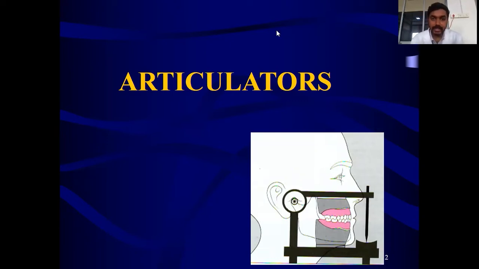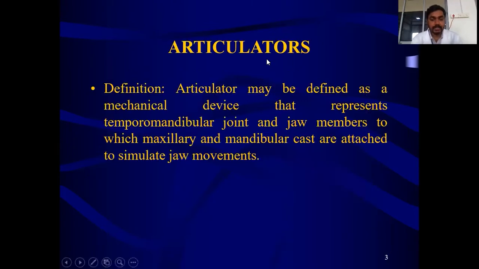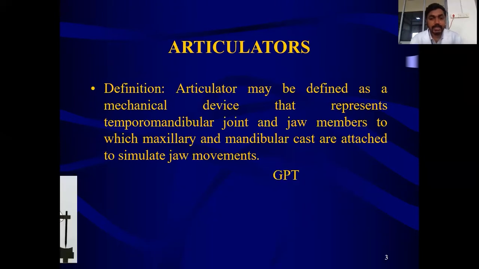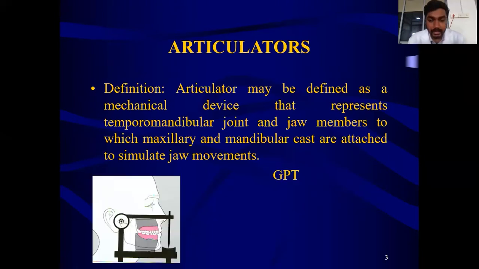So, according to GPT-9, the Glossary of Prosthodontic Terms, the articulator is defined as a mechanical device that represents the temporomandibular joint, to which the maxillary and mandibular casts are attached to simulate the jaw movements. The jaw movements are the opening and closing movements, the lateral movements, or the right lateral, left lateral, and the protrusive movements.